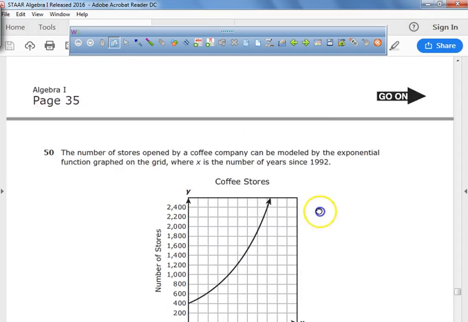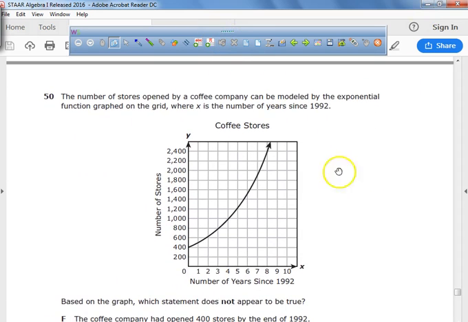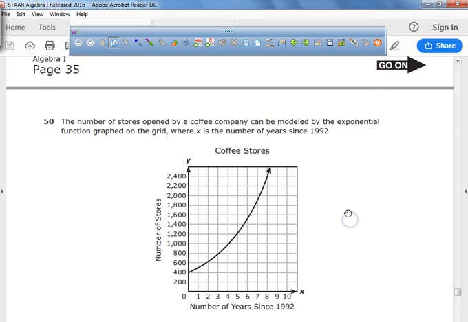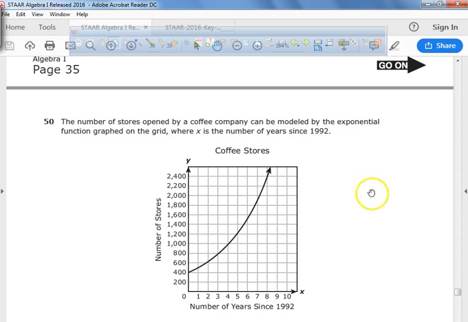All right. Okay, we're going to have to zoom out a little bit. Let's read through it and then we'll zoom out. It says, the number of stores opened by a coffee company can be modeled by the exponential function graphed on the grid, where x is the number of years since 1992.